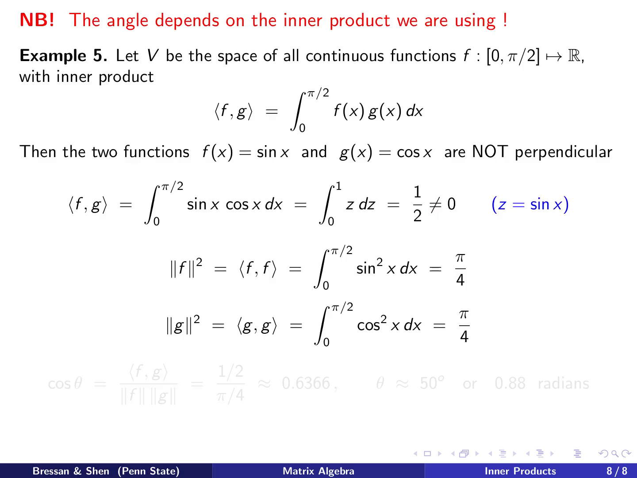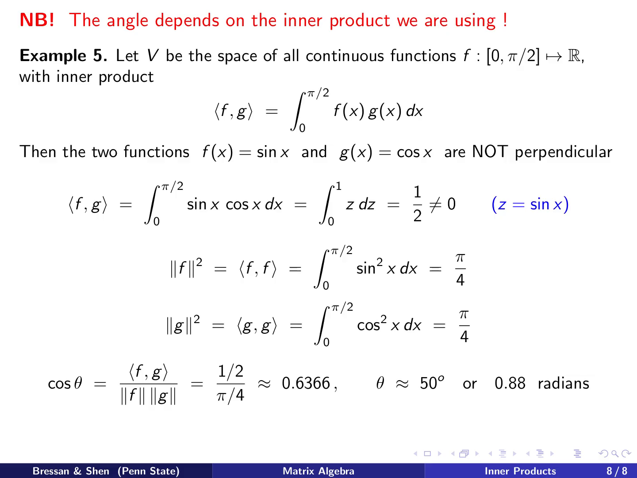Now we can also compute the angle between these two functions by using the formula, and then we need to calculate the norm of f and the norm of g. So let's calculate the norm squared of f, and you get pi over 4, and for g, integrating cosine squared, you get pi over 4. And these two integrals can be worked out in the same way as the trick I mentioned on the previous slide.